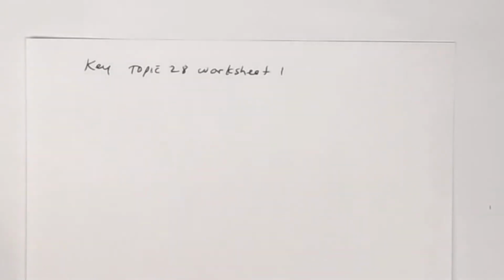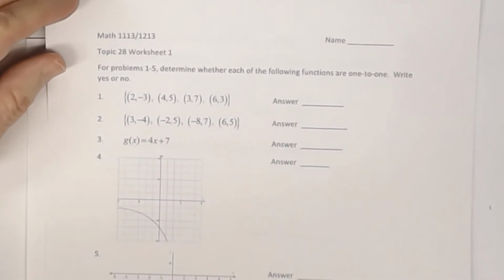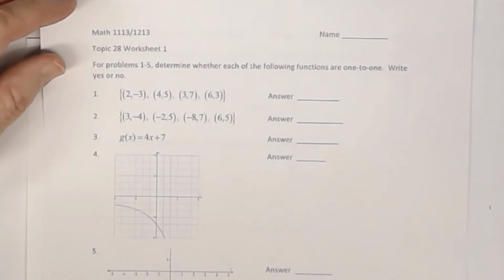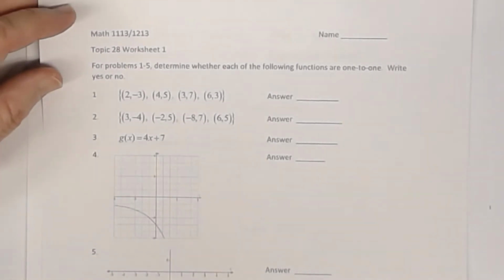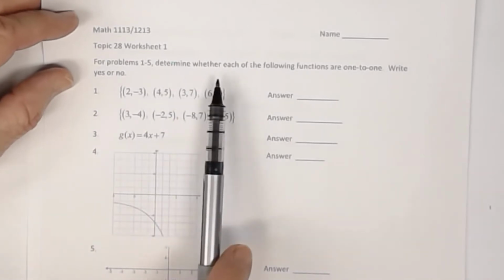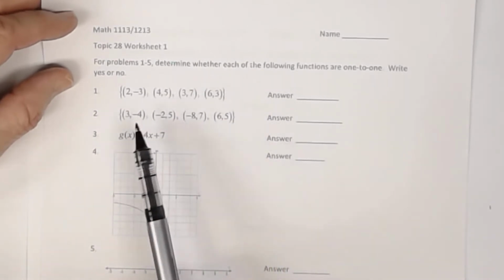This is the key to topic 28, worksheet 1. And in topic 28, that's where you were discussing the idea of inverse functions and one-to-one functions. So let's look at number 1. In problems 1 through 5, it says determine whether each of the following functions are one-to-one.